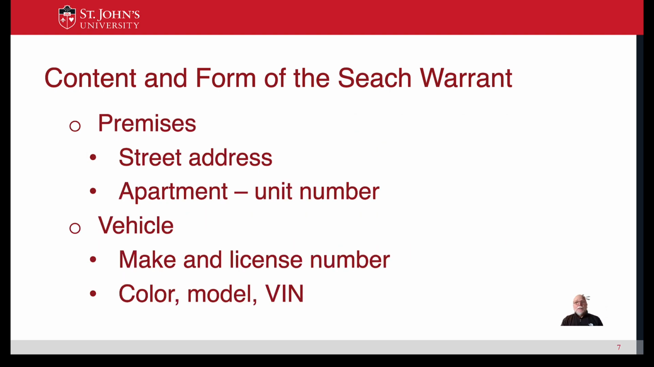All right. Content and form of the search warrant. For the premises, you need to have the street address, at least the street address. If it's an apartment, the unit number would be helpful. Not only helpful, it's mandatory. All right. So if it's a vehicle, you need to describe the make, license number, color, model. If you have the VIN number, that's great. If you don't have the VIN number, that's all right. But the more precise and more particular you can be, the better. So street address, definitely.